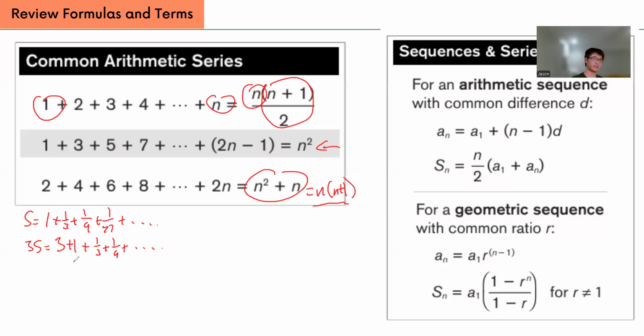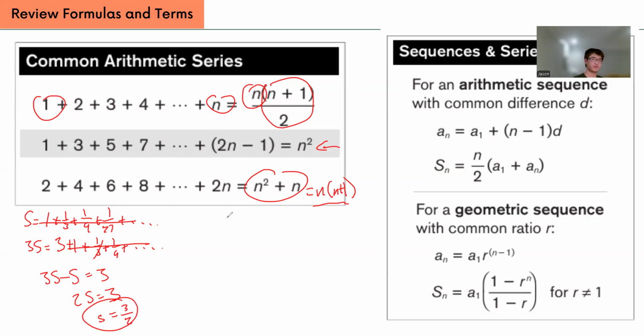We can just subtract these off. These will all cancel out, so we're just left with 3 over here. So 3S minus S equals 3, so 2S equals 3 and S equals 3 over 2. Pretty cool. So this sum, 1 plus 1/3 plus 1/9 plus 1/27 plus dot, dot, dot, equals 3 over 2.